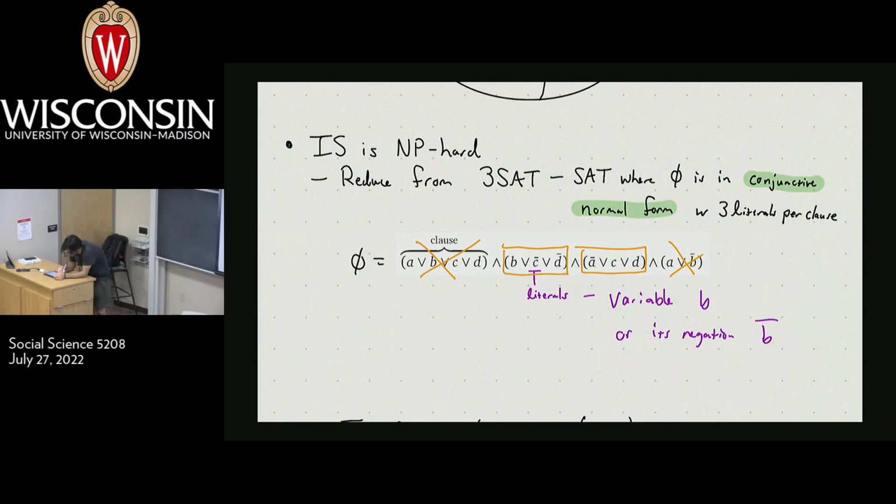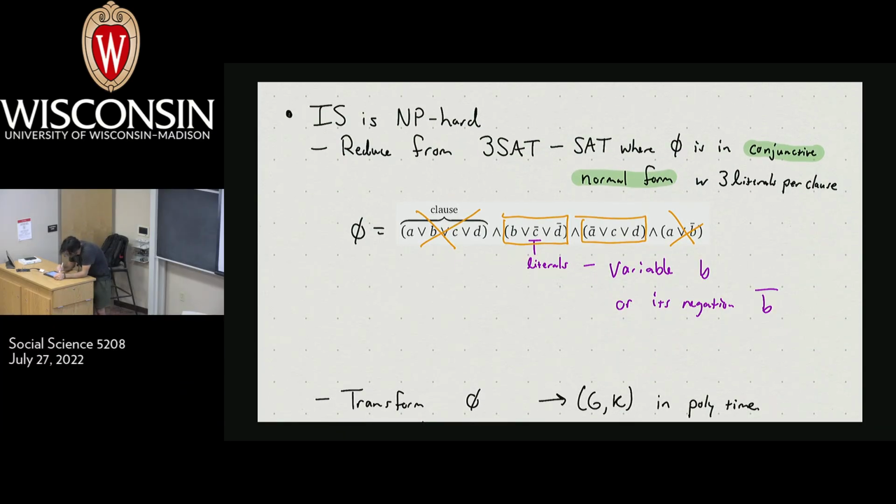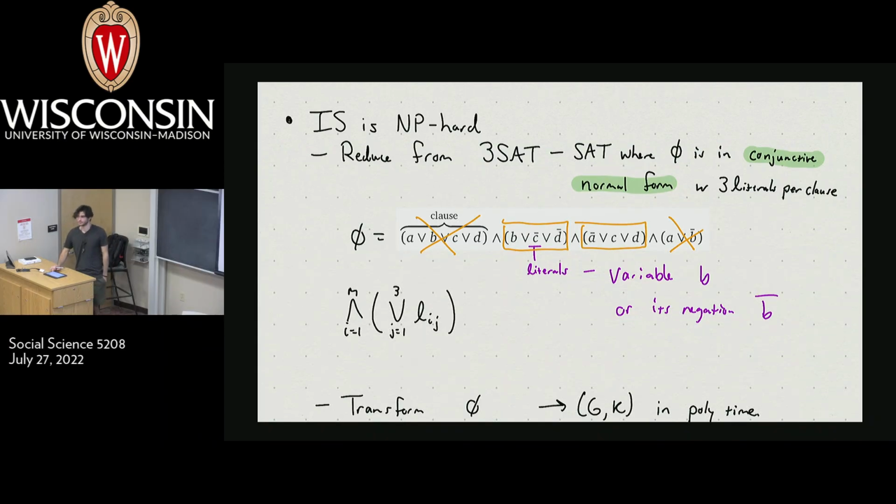So basically we have some kind of AND of ORs, AND of ORs, of the OR from j equals 1 to 3 of whatever literal is in that clause. That's generally what it'll look like. So any question on what this means? What does a 3-CNF formula look like?